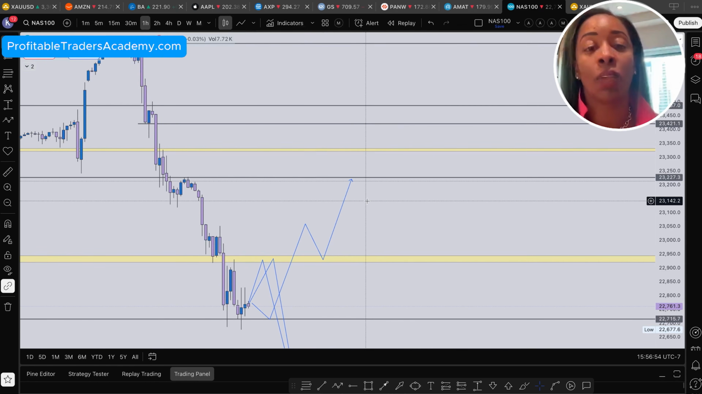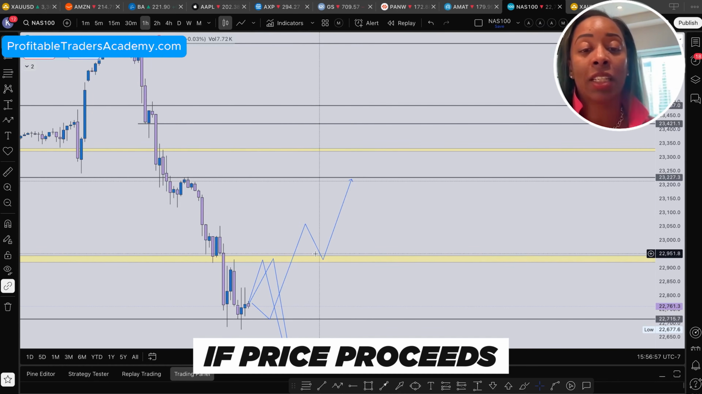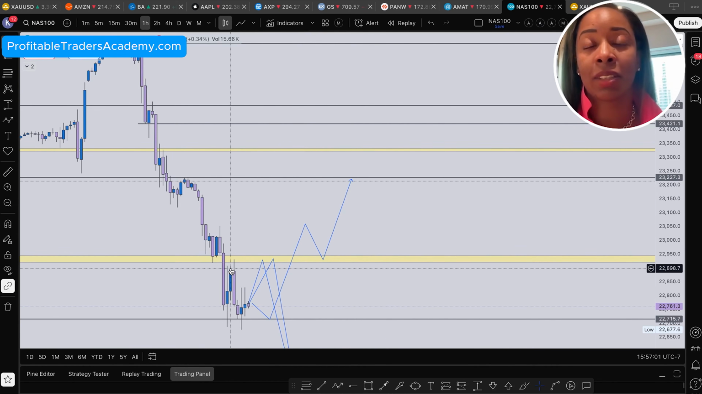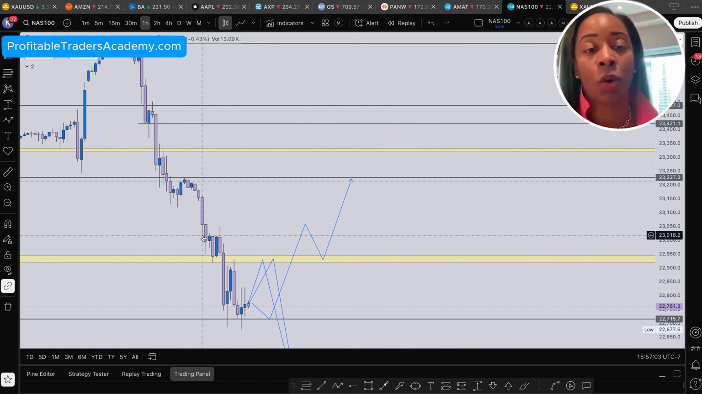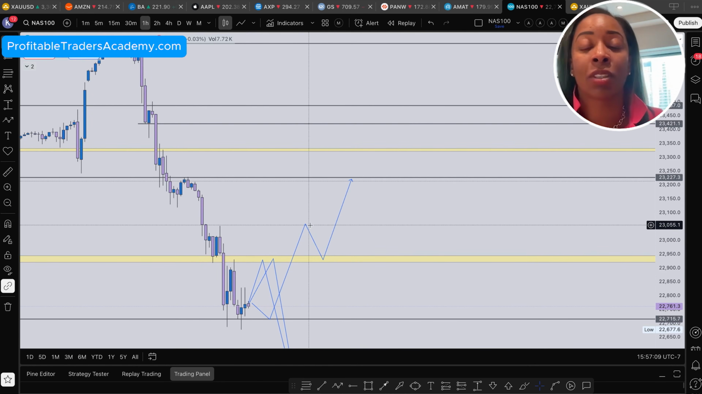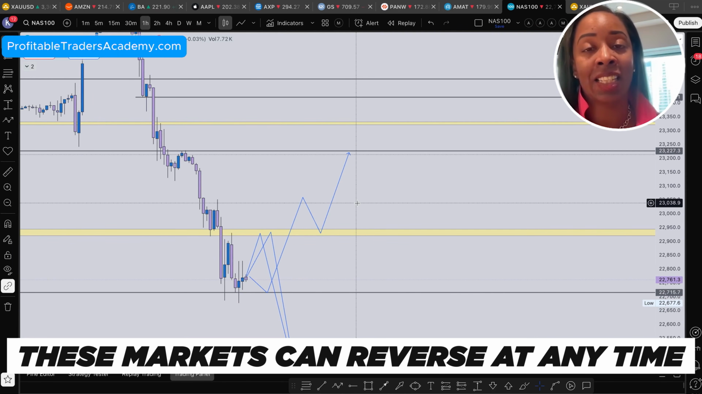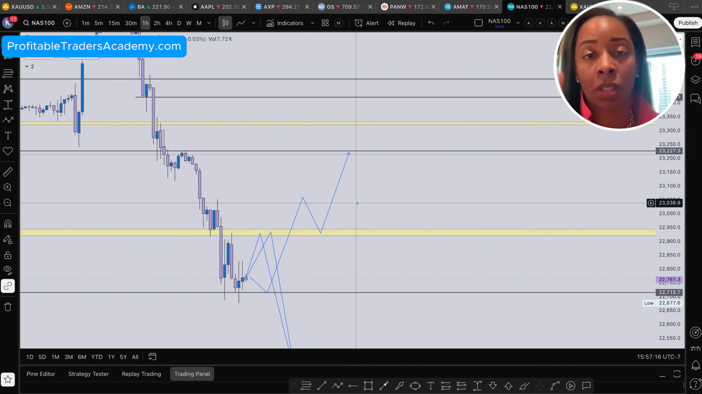And we'll only know that if price proceeds to break up above this zone, breaking this little resistance here on the H1 time frame, and also breaking this resistance right here. That's obviously a lot of ifs, but one of the things I want to focus on is the possibility, because as we know, these markets can reverse at any time, and I want you all to be thinking in that way as well, because that's what profitable traders do. They think about the possibilities, not necessarily trying to predict.